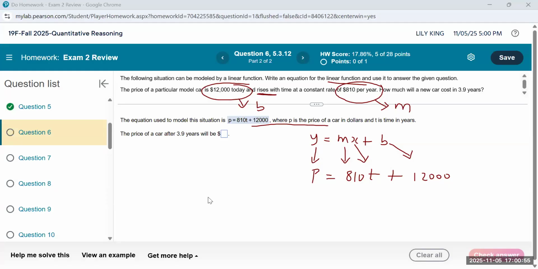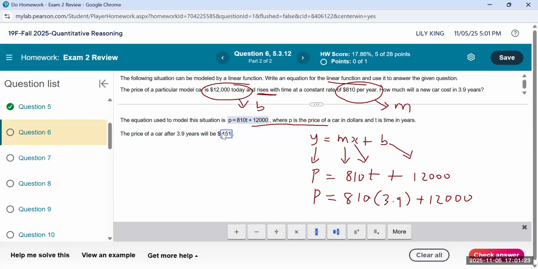Now, to use this equation to predict the price of a car after 3.9 years, in place of T in this model, you're going to put 3.9. And this is $15,159.